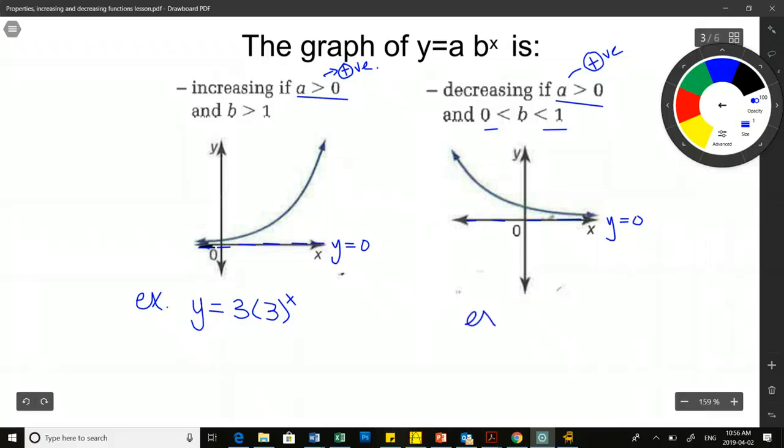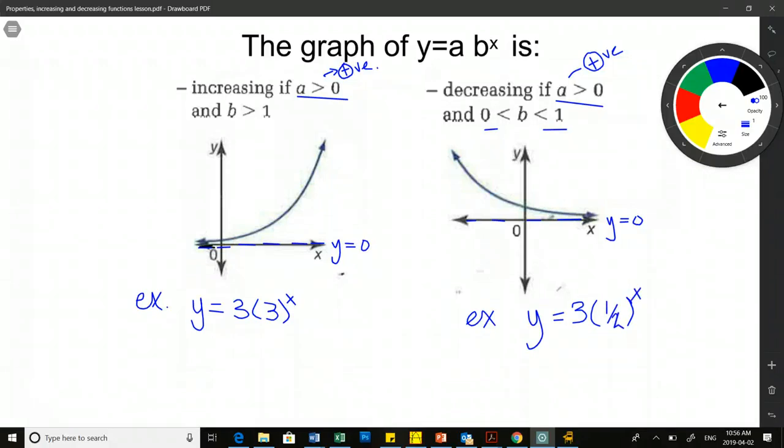This one over here would have to have a positive a value. So suppose maybe we have the same a value, but the b value has to be between 0 and 1. Tamala, can you give me a b value between 0 and 1? 0.5. Sure, or a half, right? Perfect. Okay, and this right here, because the a is positive, it's still going to be above the asymptote, but because the b is now decay, it's like half-life, we have a graph that's decreasing toward the right.